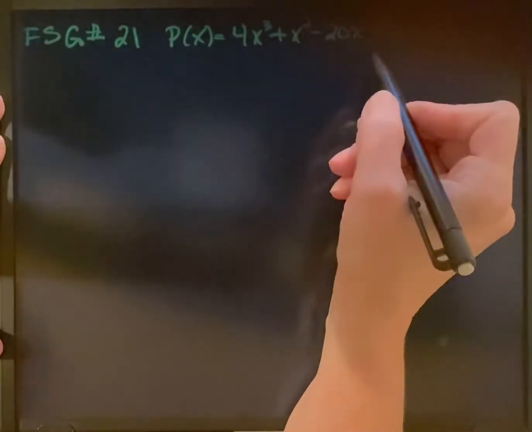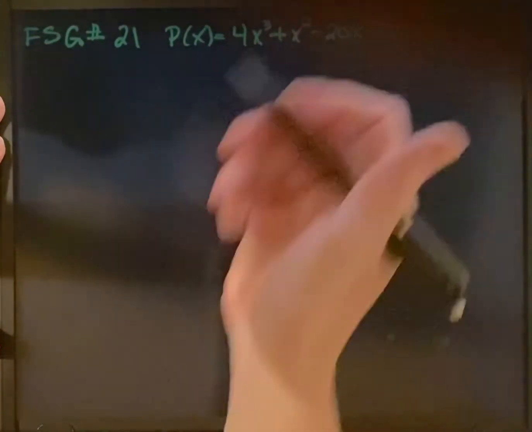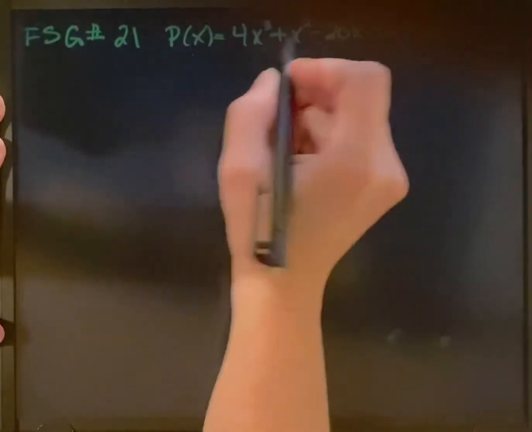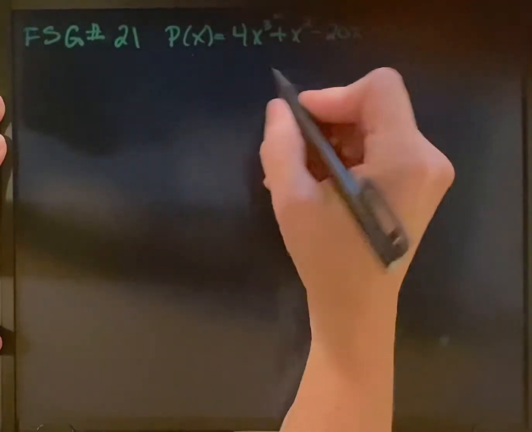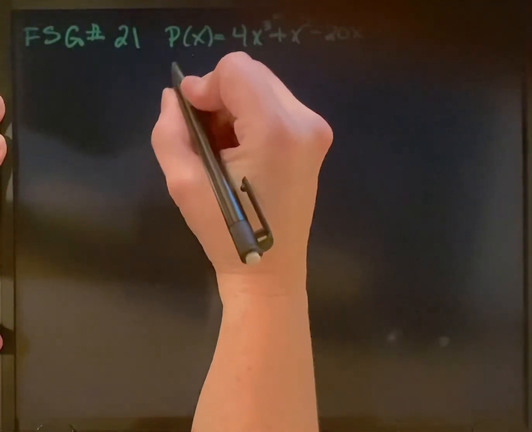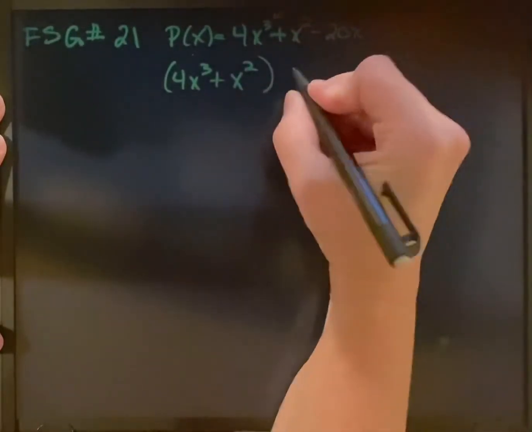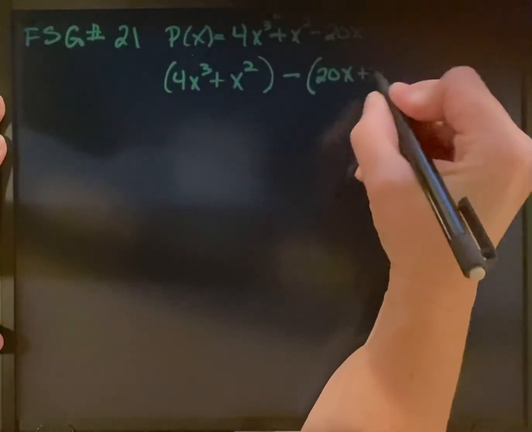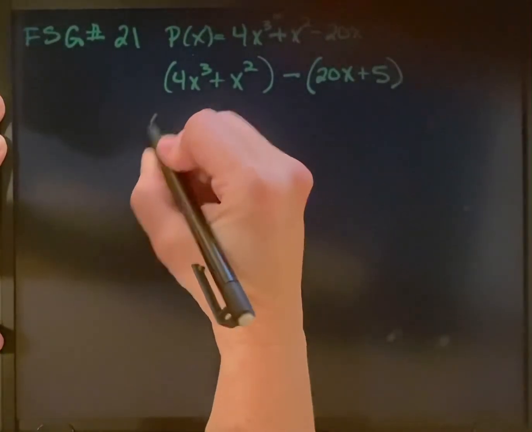What I chose to do was factor this and find out where my 0 is actually at. So let's start that way. If you recall, sometimes to factor third degree polynomials, it's easier to go ahead and split it up. So let's split this up into 4x cubed plus x squared, and 20x and 5. And then let's see what we can pull out.